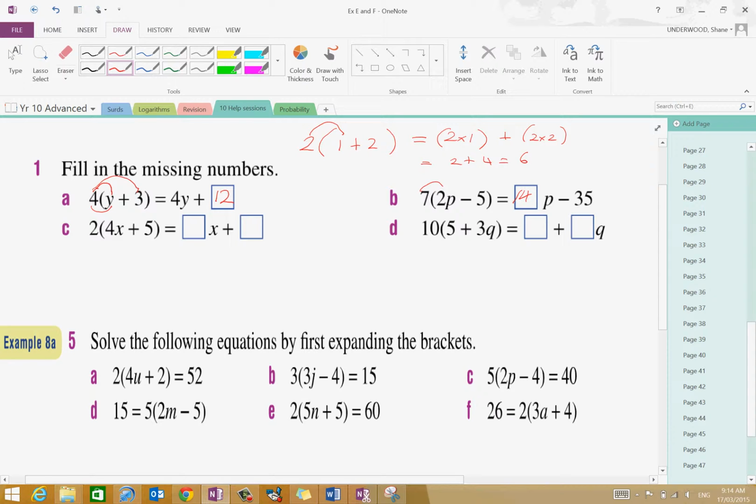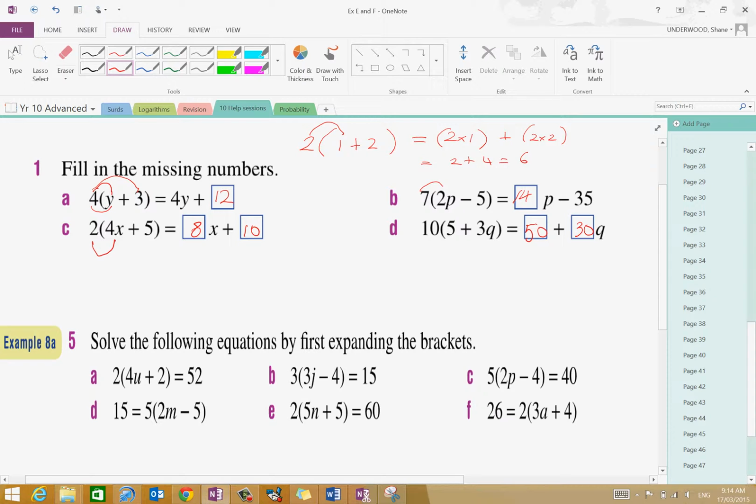Okay, what about over here, Gabe? 2 times 4x is what? 2 times 4x. What's 2 times 4x? 2 times 4 is? 8x. 8. Yeah, 8. So it's 8x, isn't it? Okay, and 2 times 5 is? 10. 10. Beautiful. All right, and the last one, Zach, 10 times 5 is? 50 plus 30q. Excellent. 50 plus 30q. Very good.